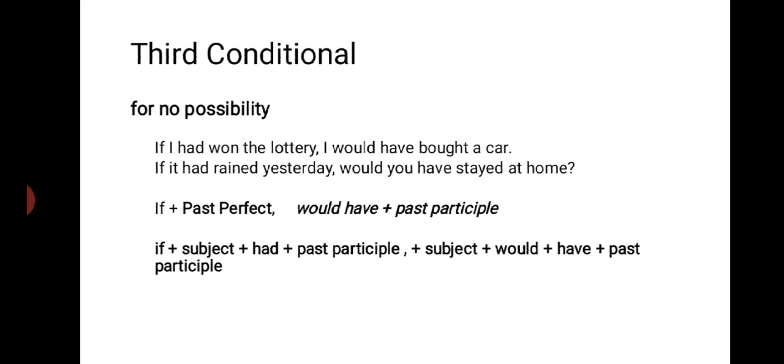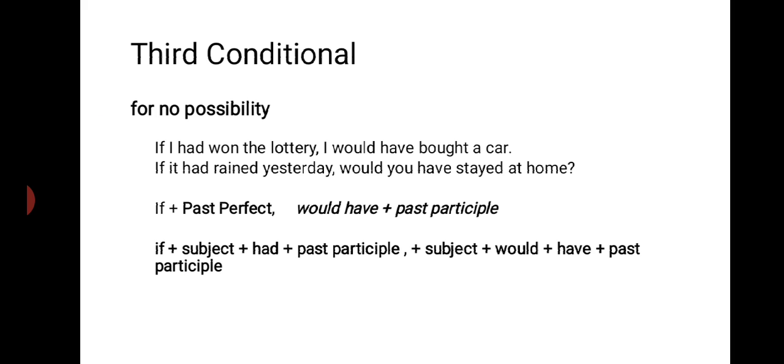Now the third conditional sentences, this is used for no possibility at all. The third conditional sentences are used to explain that present circumstances would be different if something different had happened in the past. These sentences express a condition that was likely enough but did not actually happen in the past. So in this third conditional sentence, we are talking about something which has happened in the past, and in present time, we cannot change it. It is a kind of like regretting something.